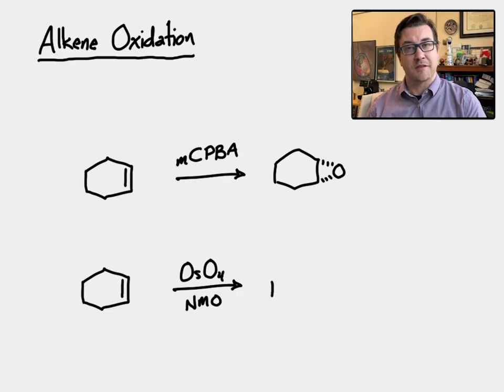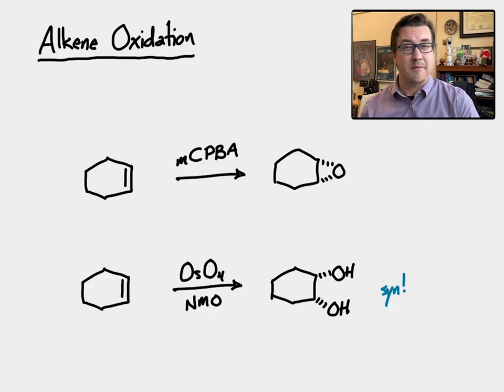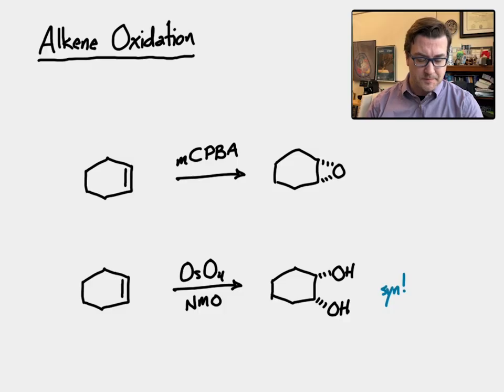Another oxidation reagent for alkenes is osmium tetraoxide, and you often do that in the presence of a molecule called NMO, and we'll see why as well. This interestingly gives you a syn diol, so that is a diol, two alcohols that are both added on the same side or same face of the molecule.